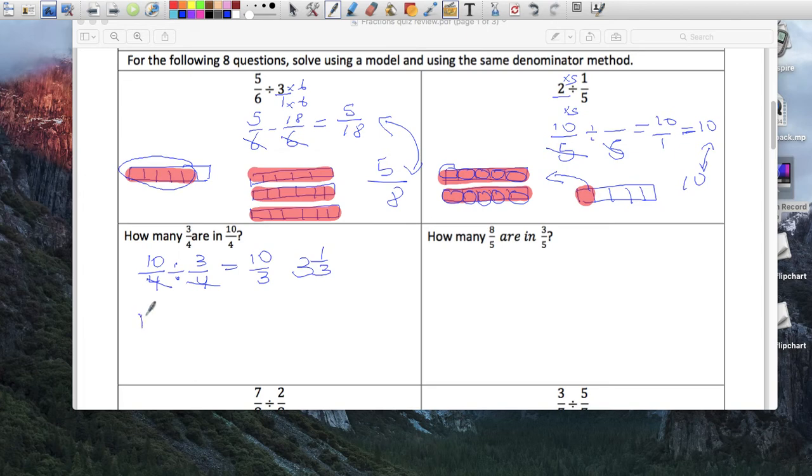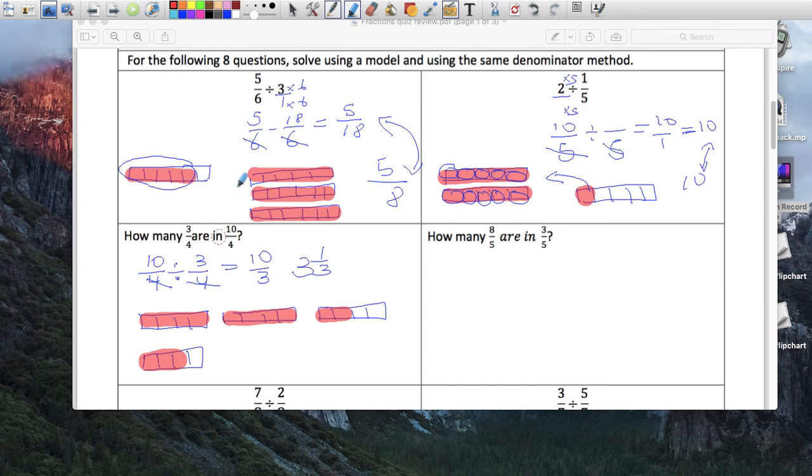So let's see how that translates to this. 1, 2, 3, 4. 1, 2, 3, 4. And hopefully you realize why we need 3 bars. So here is 4 over 4, 5 over 4, 6 over 4, 7, 8 over 4, 9 over 4, and 10 over 4. I need 10 1/4 pieces, and I'm going to divide that by 3/4. 1, 2, 3. Let me represent my 3/4.